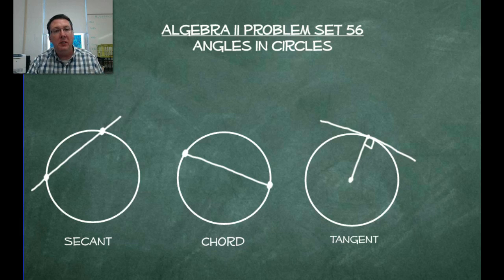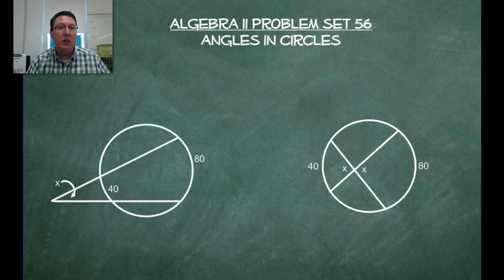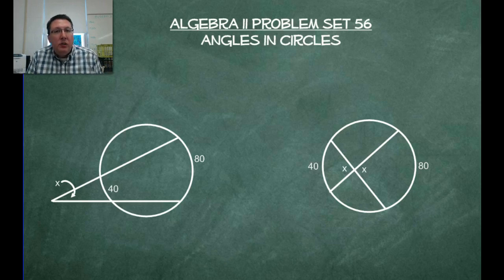Okay, now we're going to put some of this stuff together and solve some special problems. Okay, so here's our examples. Now, we have 2 lines or segments that intersect either inside or outside of the circle. And when that happens, arcs are formed on the circle.